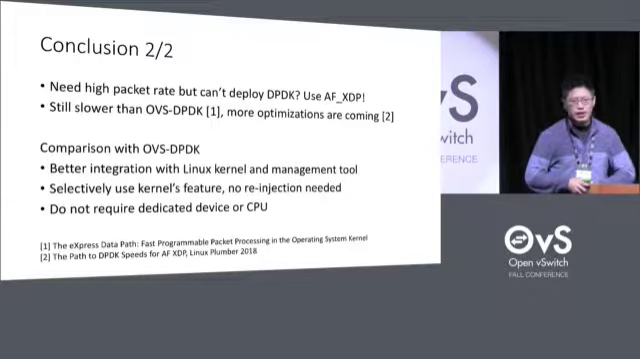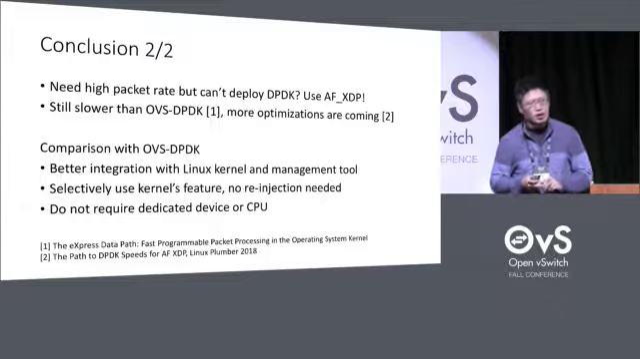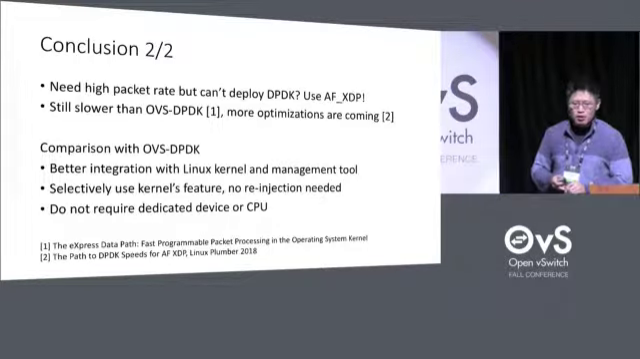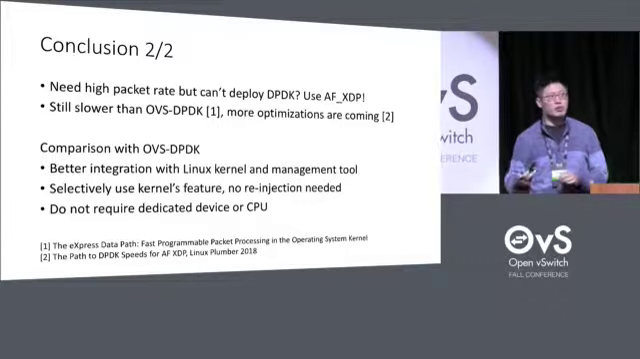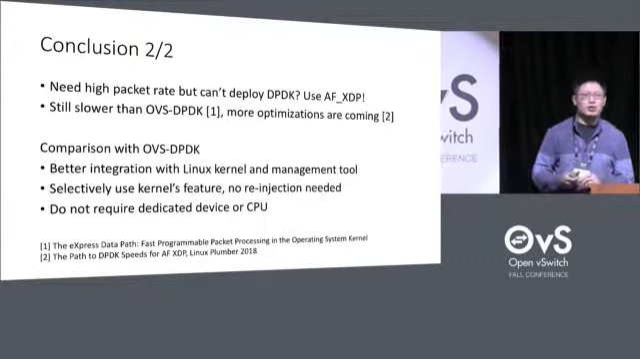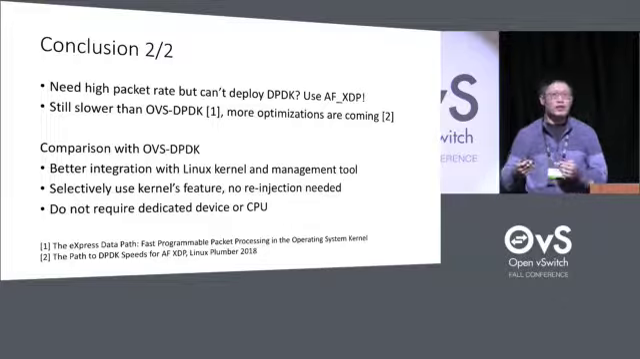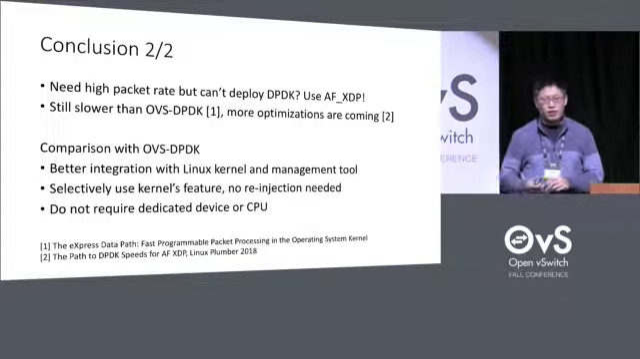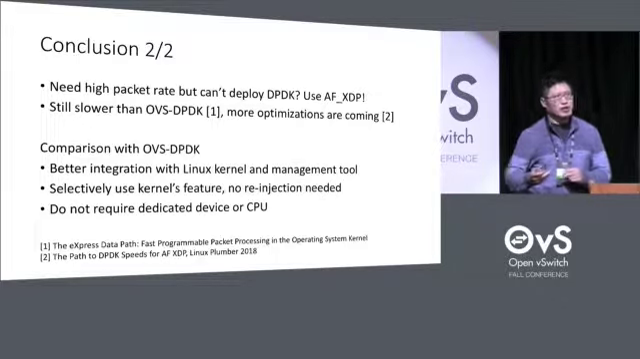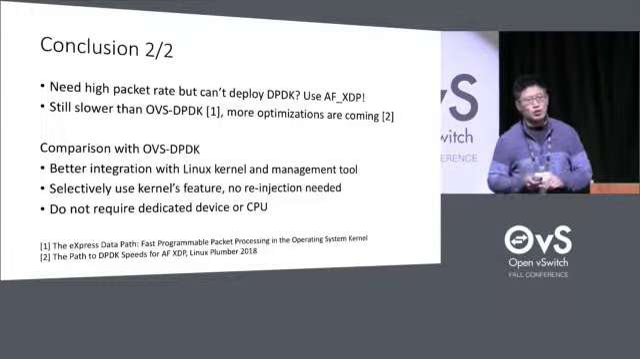Compared with DPDK, I would say that this model using AF_XDP is more Linux kernel friendly. It has better integration with the Linux kernel and management tools. You still have your Linux device driver there. When you run ifconfig or ip link, you'll still see your device there, so all your management tools will still be available. And sometimes it also provides you a chance to reuse the kernel's features.